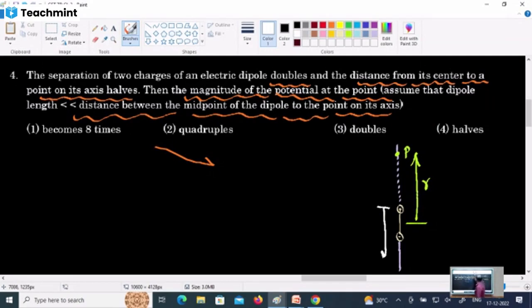You know the electrostatic potential due to an electric dipole expression.